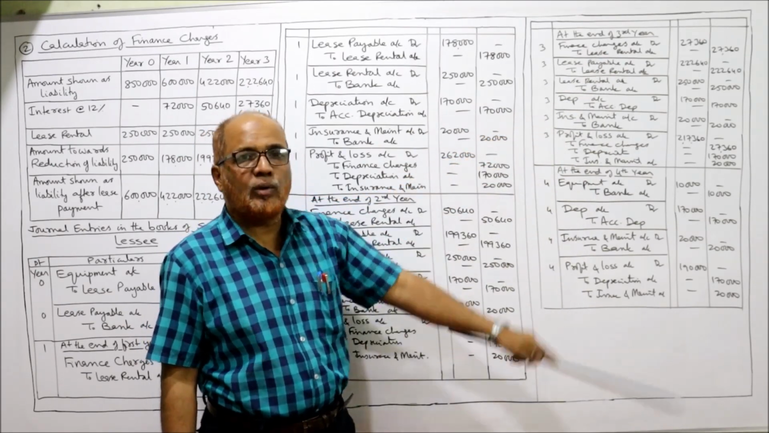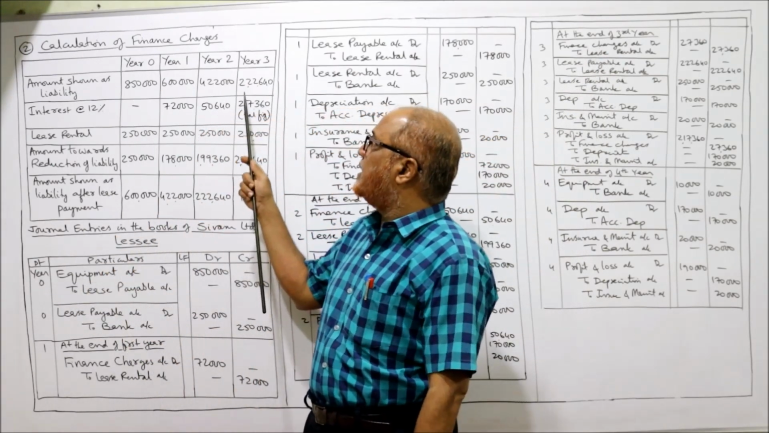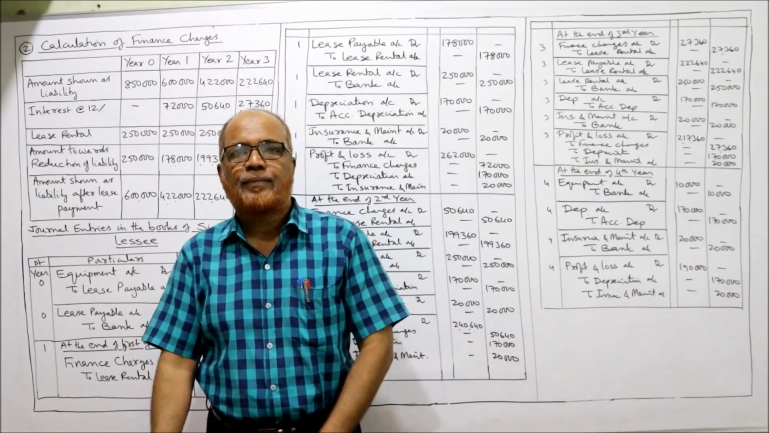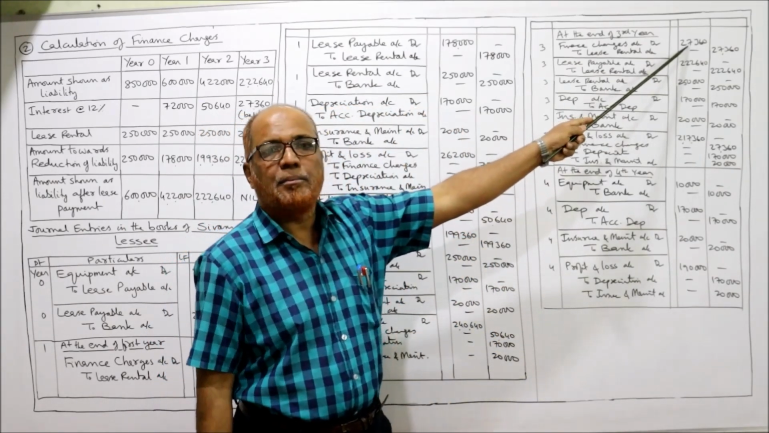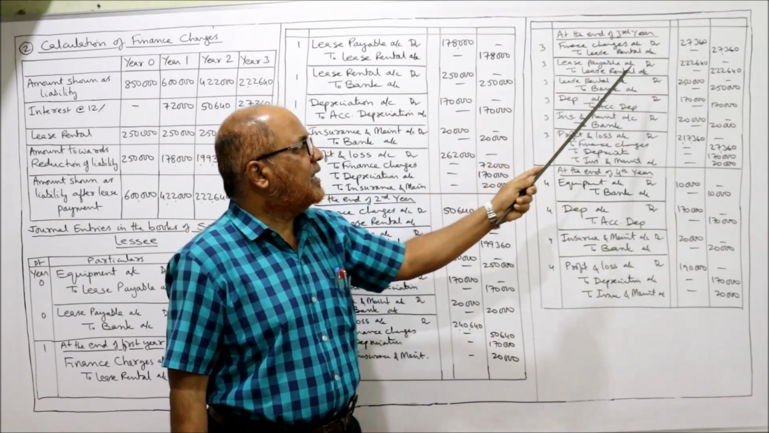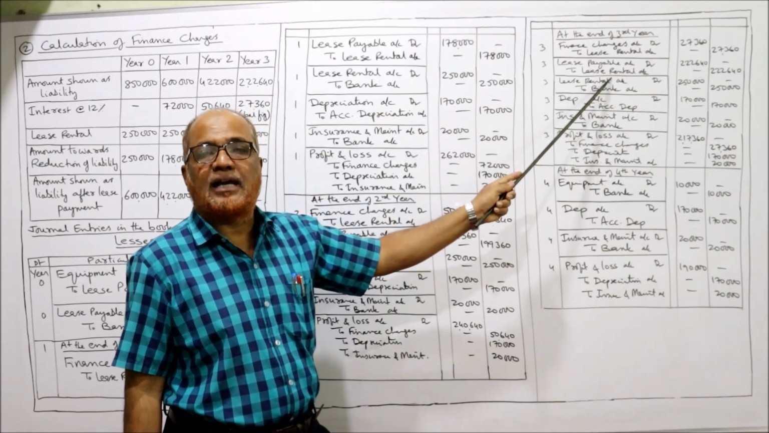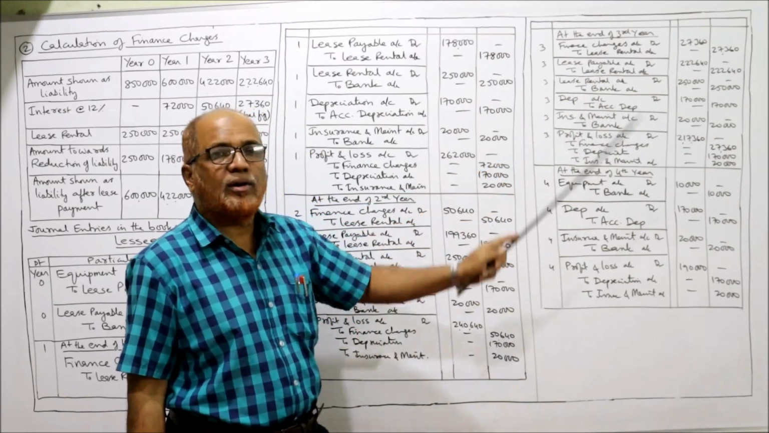Finance charges account debit to lease rental. How much are the finance charges? 27,360. 27,360, being the finance charges due. Then lease payable account debit to lease rental.